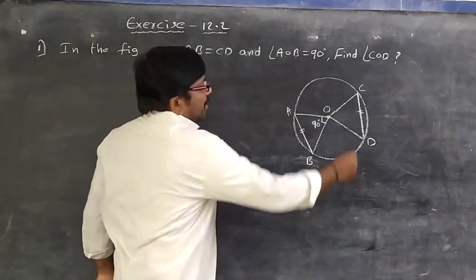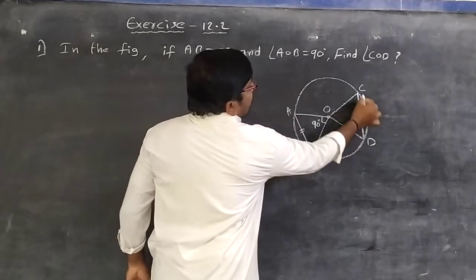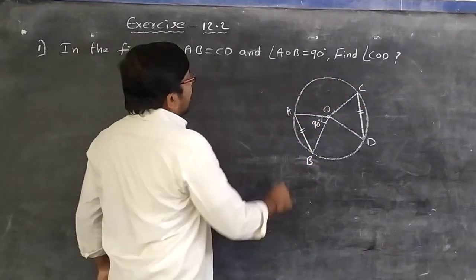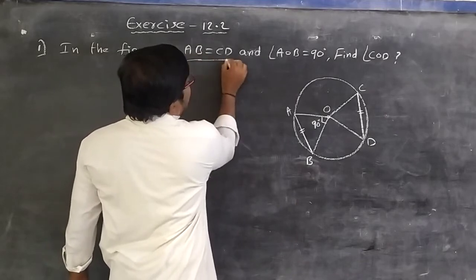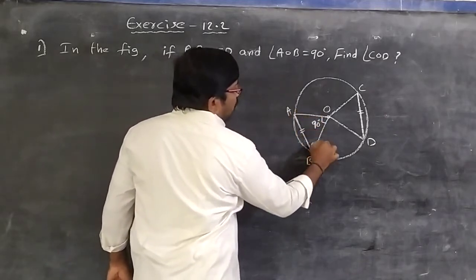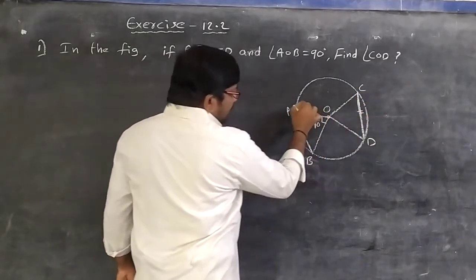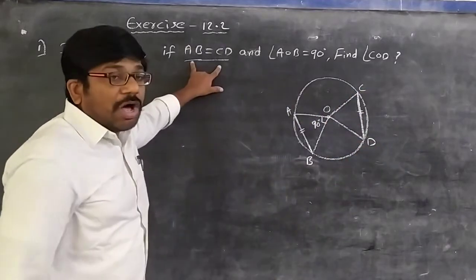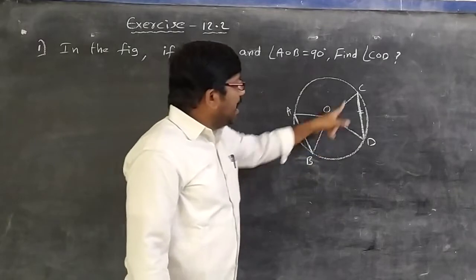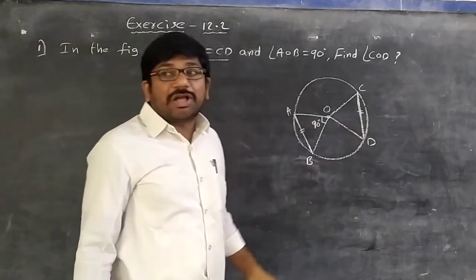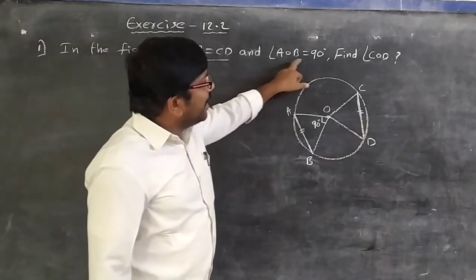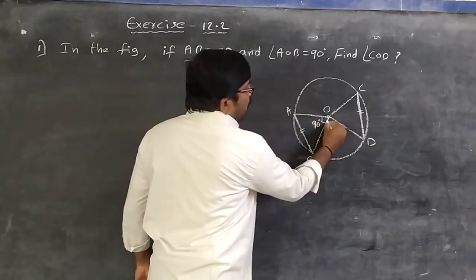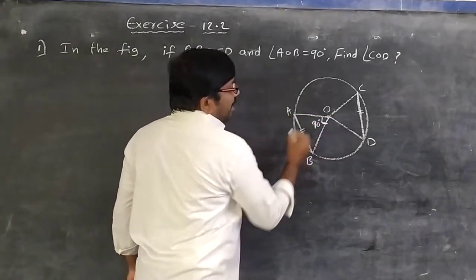Observe carefully. In the figure, a circle with center O, and AB is equal to CD. AB and CD are two chords. The two are equal, right? AB and CD, these two are equal chords. And angle AOB equal to 90 degrees.